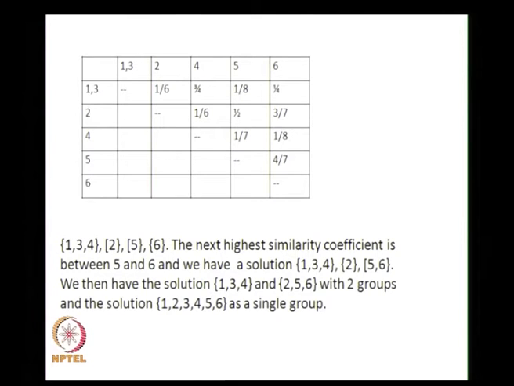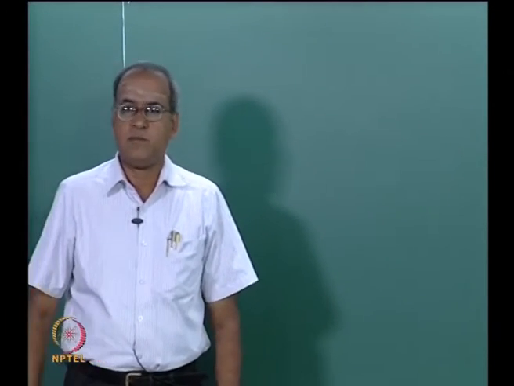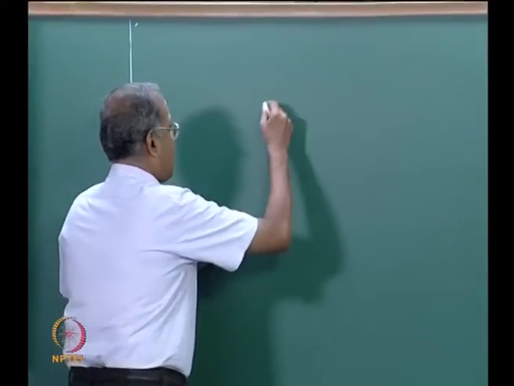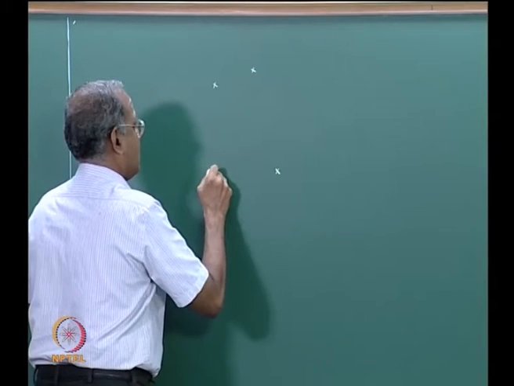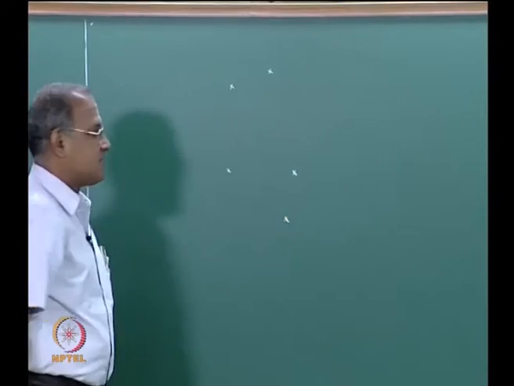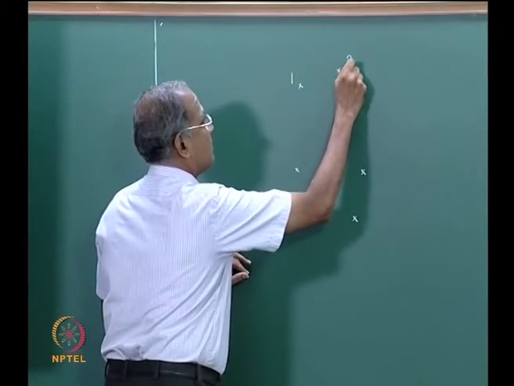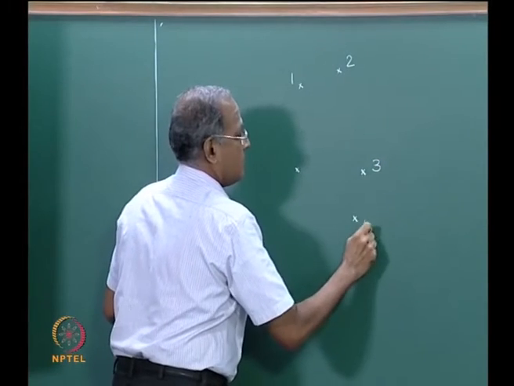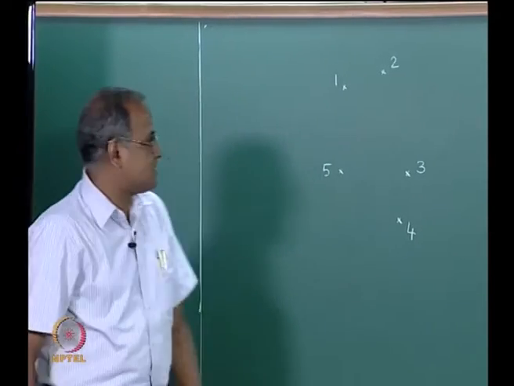We do it through an example. Now let us for a moment leave the cell formation problem behind and start looking at a very general grouping problem. Now let us assume that there are 5 points here. Let us say these are the 5 points and let us call these points 1 to 5. Now let us say we are interested in grouping them.